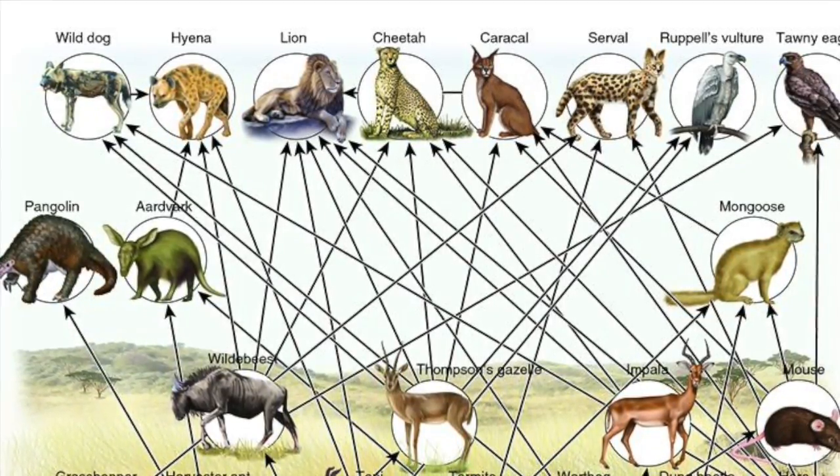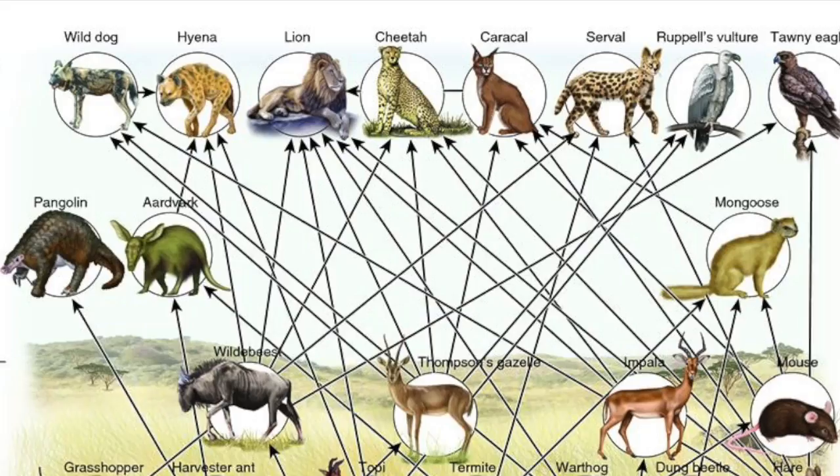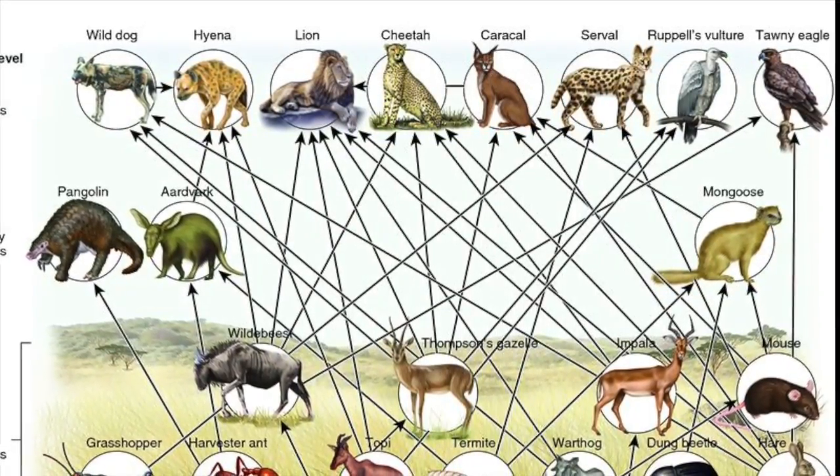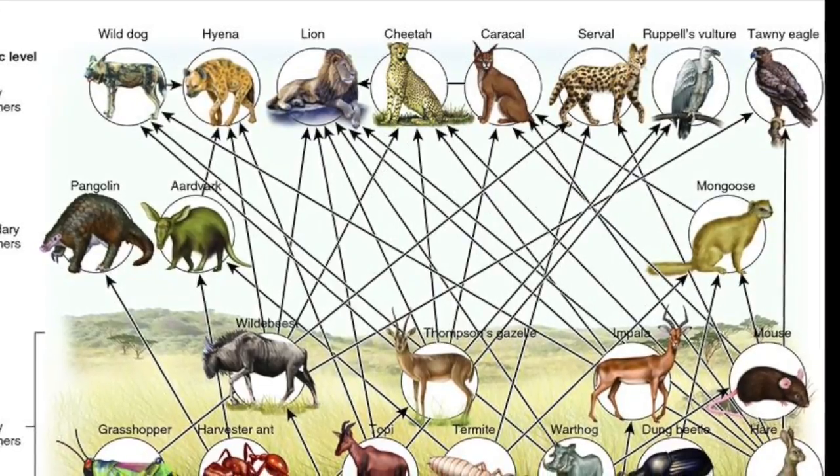As you can see in this food web of the African savanna, there is a lot of competition, like between the lion and the hyena fighting over meat. Although the lion will most likely reign supreme because it is always at the top of the food chain, they are still neck and neck in this competition.